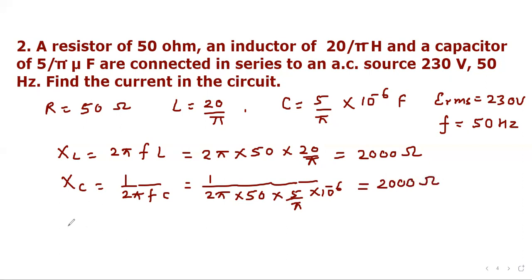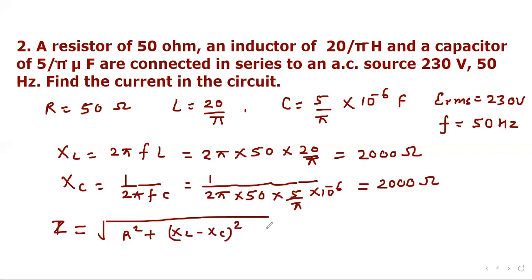So we can find impedance Z equal to root of R square plus XL minus XC whole square. So root of R square. R square means 2500 plus this will give 0 because both XL and XC are equal. So 0. So we will get 50 ohm. Let's see next question.